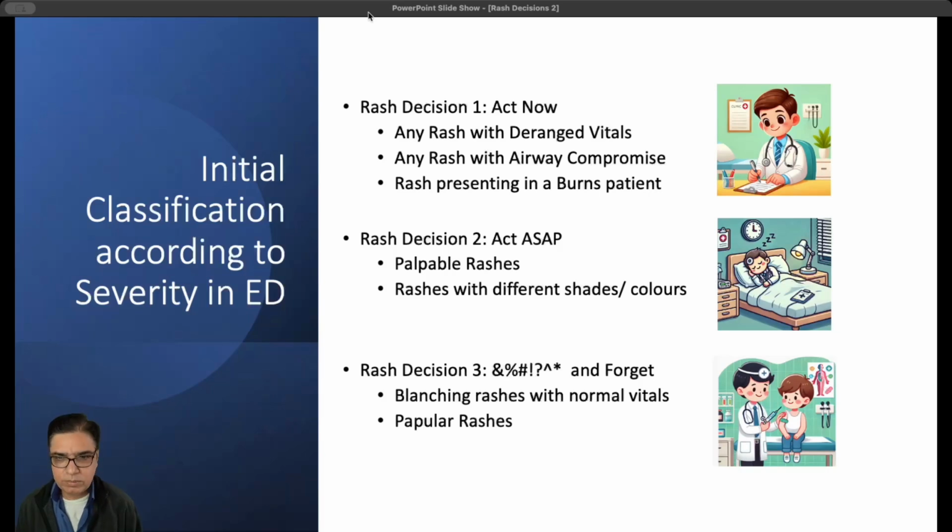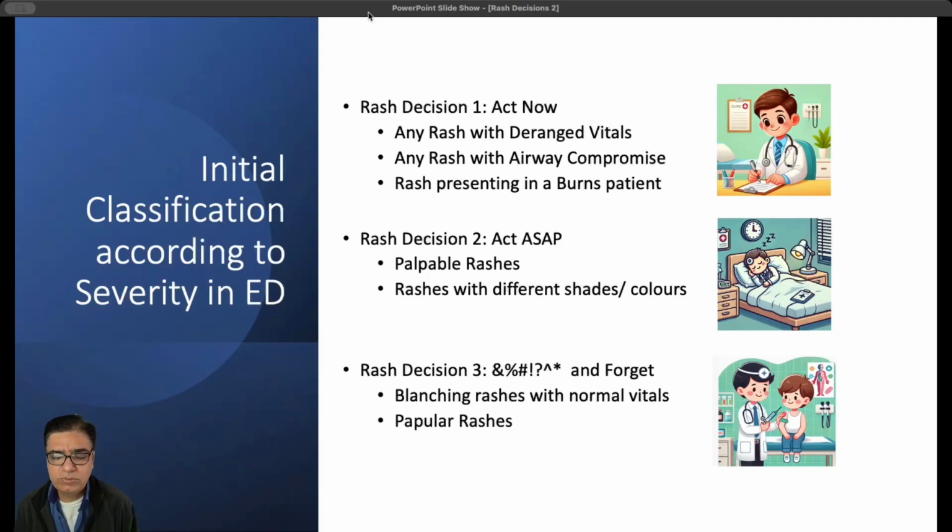That covers all types of palpable rashes, all those rashes that you can feel. That would include different types of vasculitic rashes and different types of maculopapular rashes. I will go into the detail in a short moment.